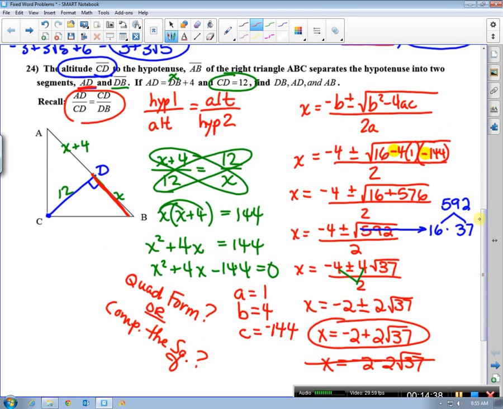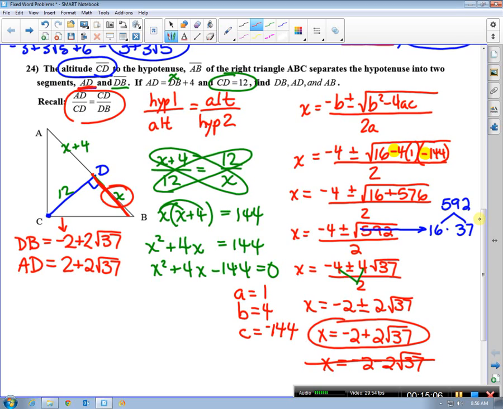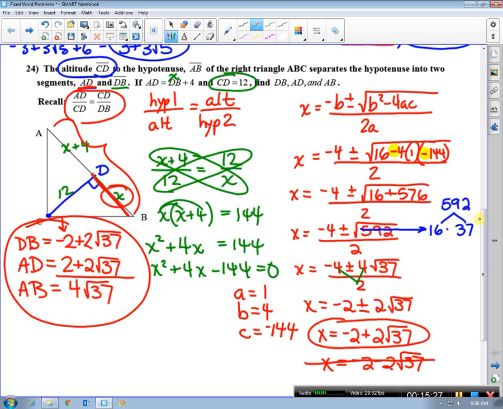And they want us to come up and find all of these sections. So DB is negative 2 plus 2 square root of 37. That's that. AD is this plus 4. So adding 4 changes this to 2 plus 2 radical 37. And then AB. AB is simply the sum of those two. So I'm just going to look at them here and add them up right here. If I add these two up, I end up with 4 square root of 37. So there you go. All right.